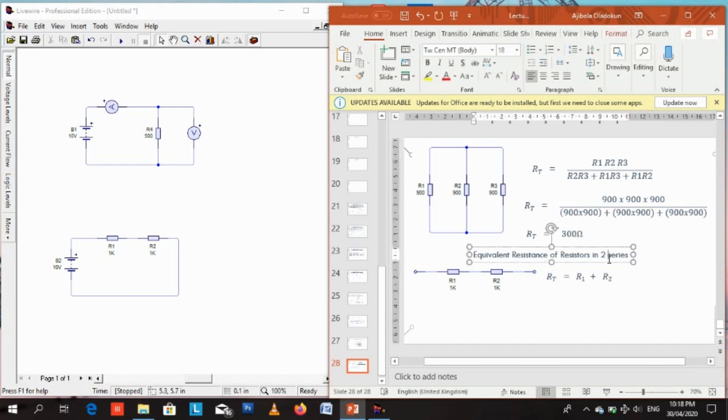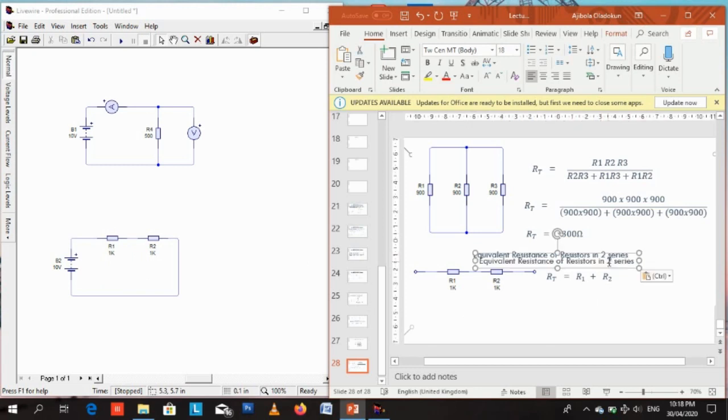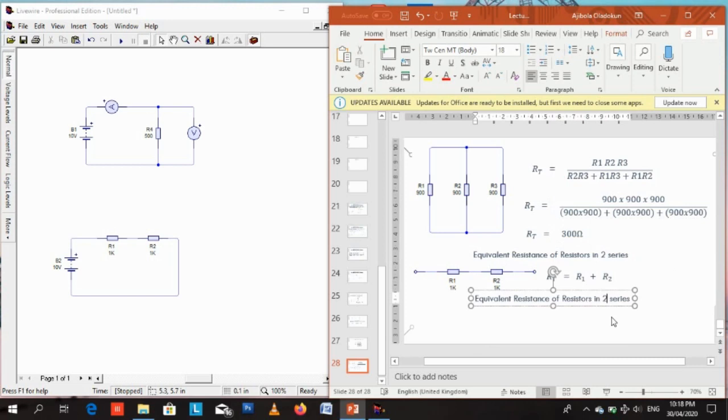So the equivalent resistance of two resistors in series. Sorry about that. Wrong spelling.